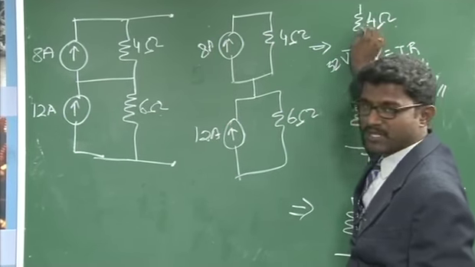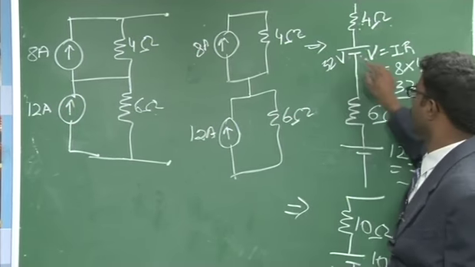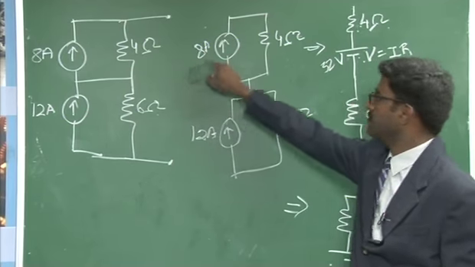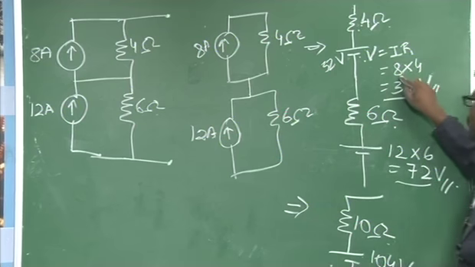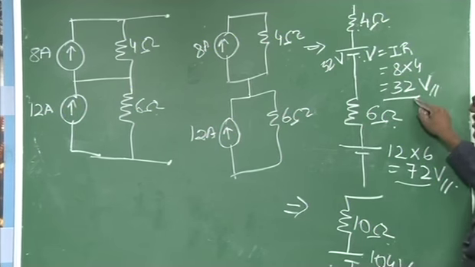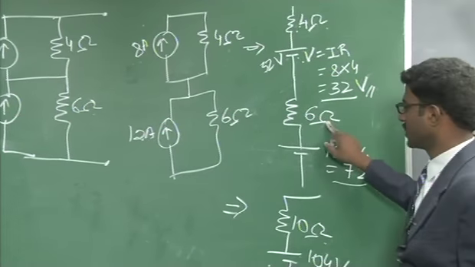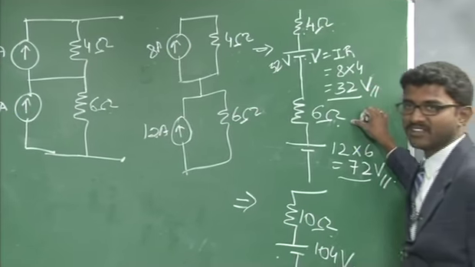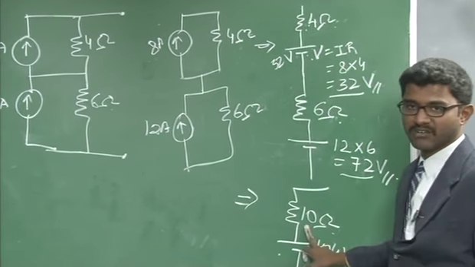The resistance will be the same as your source resistance, and the magnitude of voltage will be equal to I into R. In your question, I is given as 8 amps and the resistance is given as 4 ohms. Then it will be 8 into 4, which is nothing but 32 volts. Similarly, I have converted the second one, which will be 6 ohm and 72 volts. As these two resistors are in series, it will be 6 plus 4, so the equivalent resistance will be 10 ohm.